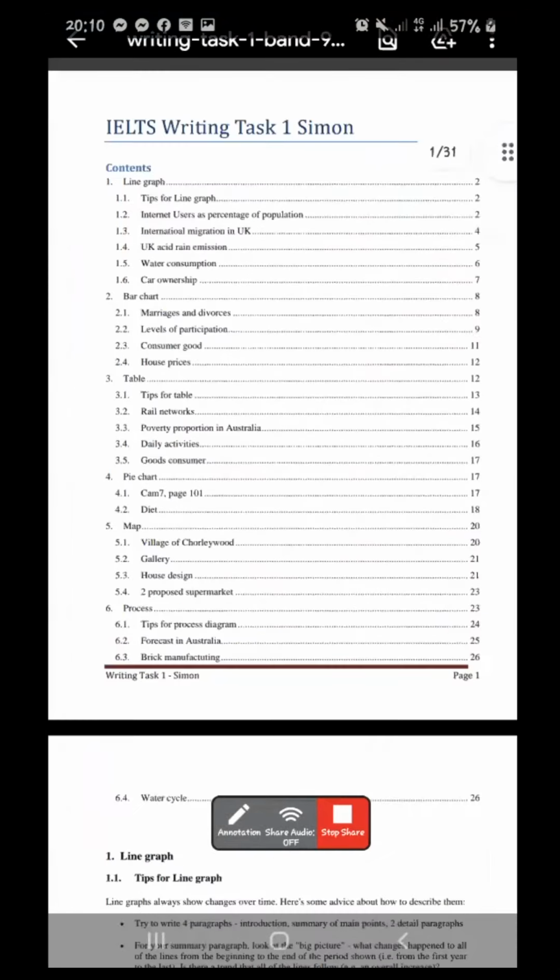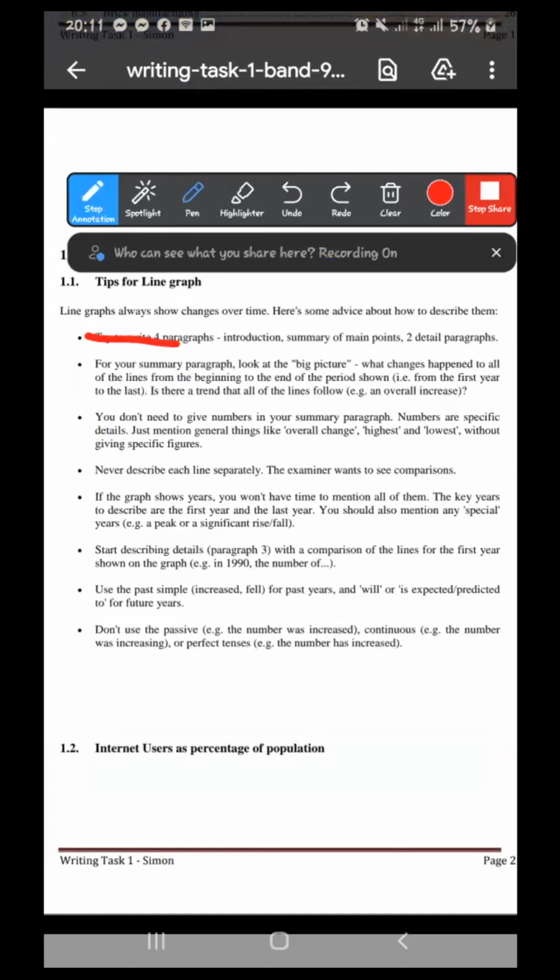And to write 150 words, there are a few things that you need to understand. Try to write 4 paragraphs. Sorry, I need a spotlight. There you go. We have an introduction, a summary of the main points, and 2 detailed paragraphs. This is very important that you understand this. 4 paragraphs: intro, summary, and 2 detailed paragraphs, all right?